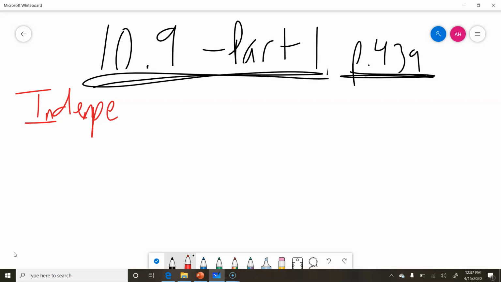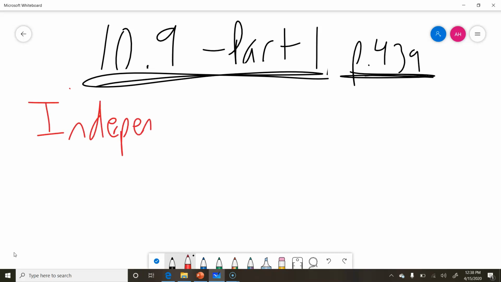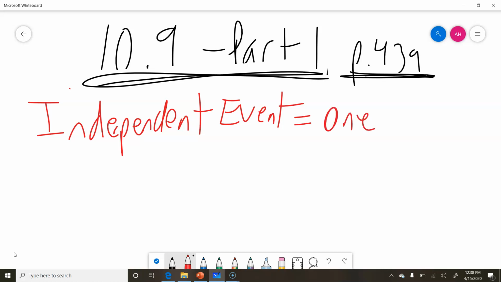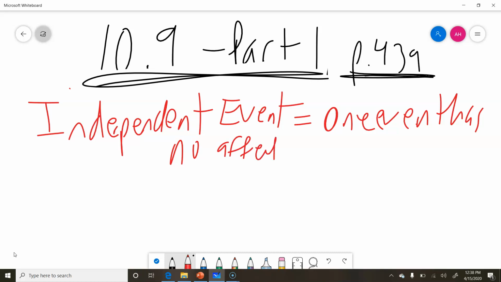Okay, so our first definition here, and this is very important, is called an independent event. It's in the bold if you see that. And an independent event is where one event has no effect on another. Where one event has no effect on the other.